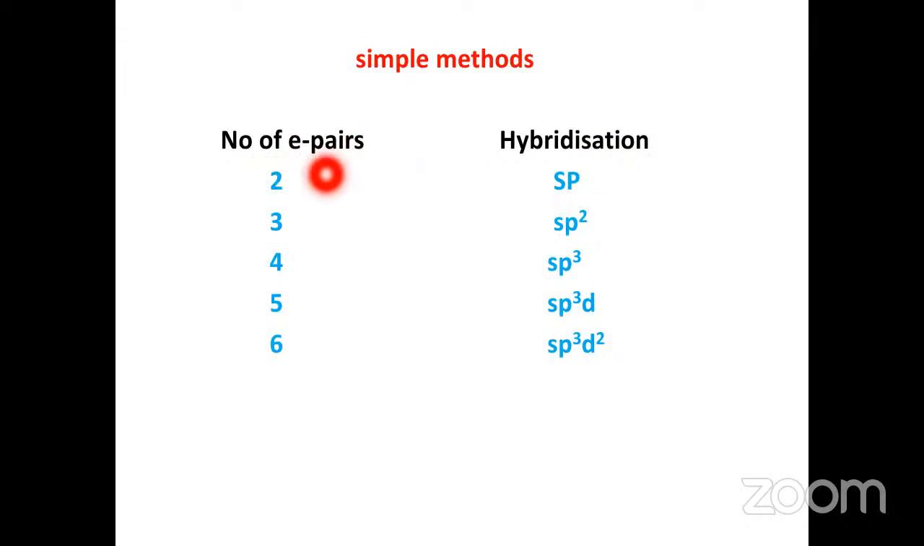It belongs to the hybridization topic. Now, number of electron pairs and hybridization. If the number of electron pairs is 2, then that is sp hybridization. The number of electron pairs 3, then that is sp2 hybridization. The number of electron pairs is 4, then that is sp3 hybridization. If the number of electron pairs is 5, then that is sp3d hybridization. If the number of electron pairs is 6, then that is sp3d2 hybridization. Keep these points in your mind.